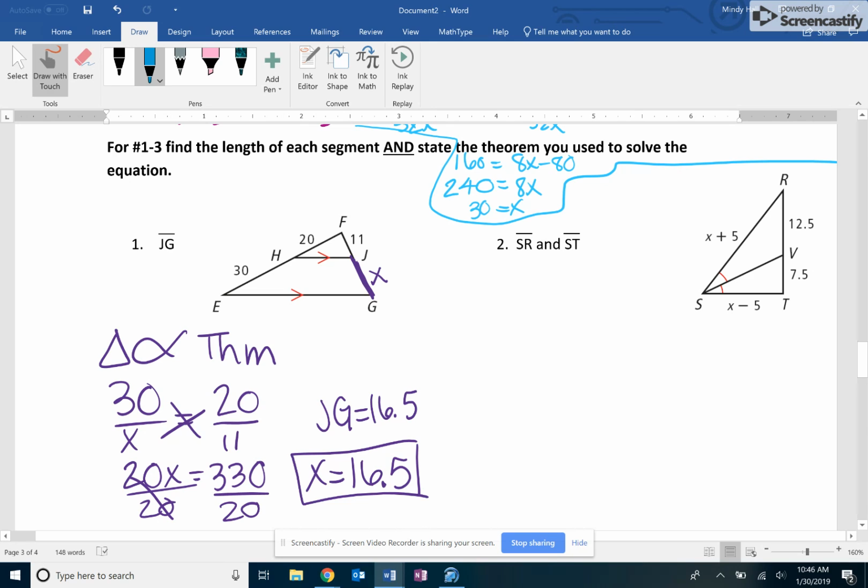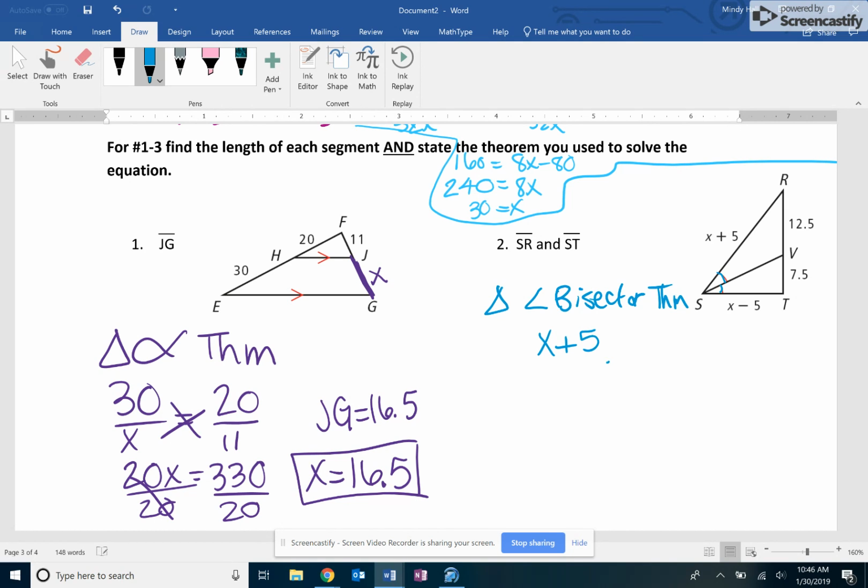Okay. For the second one, they want to find SR and ST. So again, thinking back, I'm not given any parallel lines, which would tell me that I could use the triangle proportionality theorem. I can't use the converse triangle proportionality theorem because none of these lines even look like they're parallel. And then you notice, hey, I have 2 angles and they are bisected. So that tells me I can use the triangle angle bisector theorem. So if you can remember what to look for, you can remember what the name is supposed to be. So it's going to be the triangle angle bisector theorem because those angles are the same.